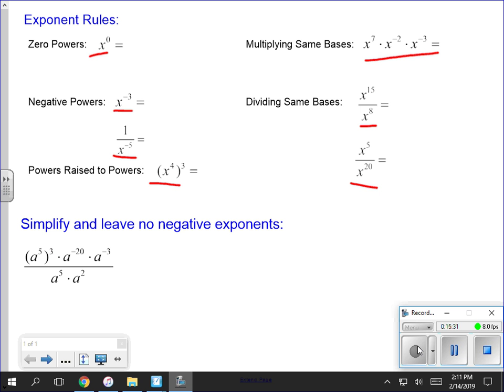So the first one, the zero powers. Anything to the zero power is 1. So x to the 0 is 1. Negative exponents: I move them down into my denominator or I move them up into the numerator. So this would be 1 over x cubed, and this would be x to the 5th.